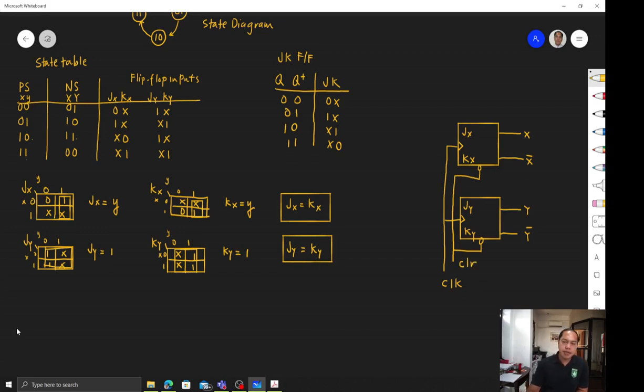So for jx, we have input y, and for kx, we have input y. So therefore jx is equal to kx. So the input is y, let's call it positive y. Then for jy, ky, this input is 1. So this is 1, or basically this is connected to the VCC power supply.